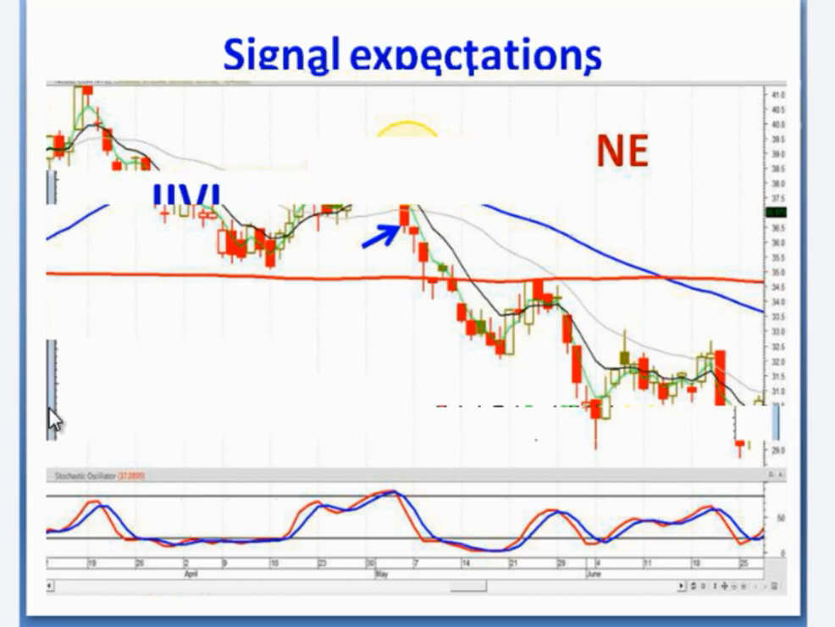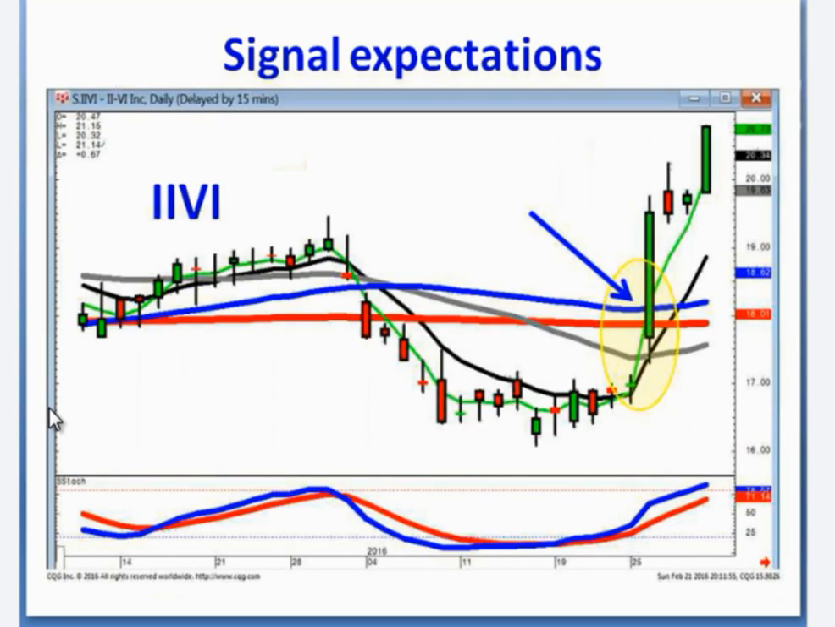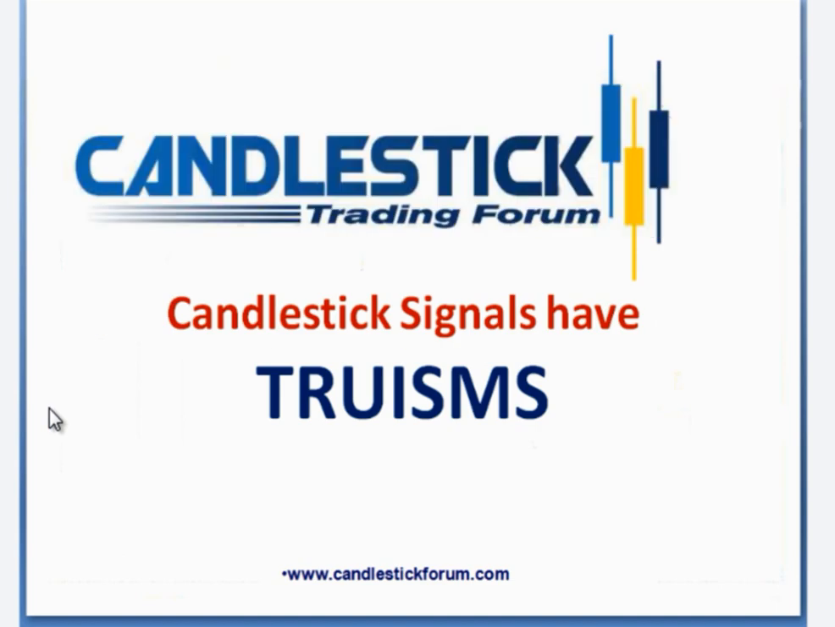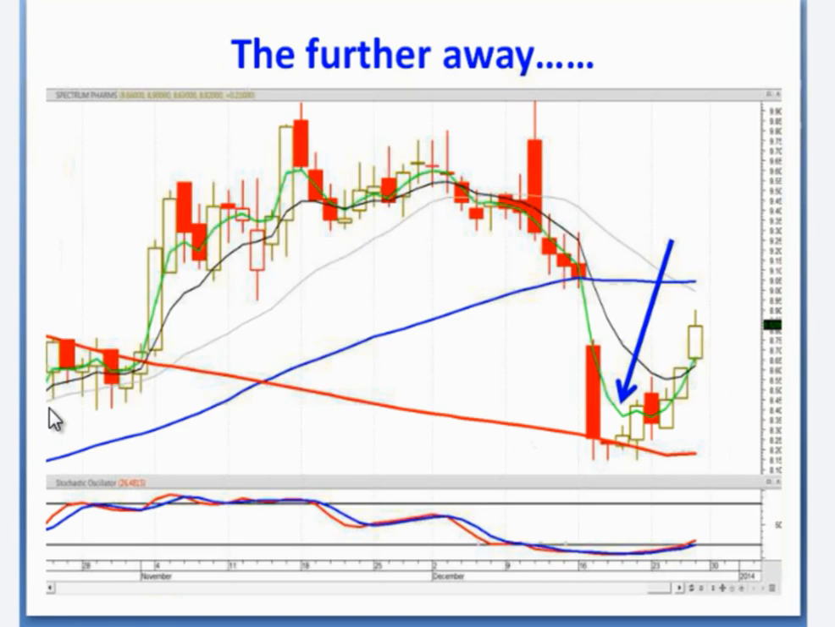Now, most of the time our alert is the signal itself, like the best friend signal gap up. That's usually our signal. But if we know that the candlestick signals have truisms, which is the further away you move from the T-line, the higher the probability it's going to come back up and test it. And this is just great.